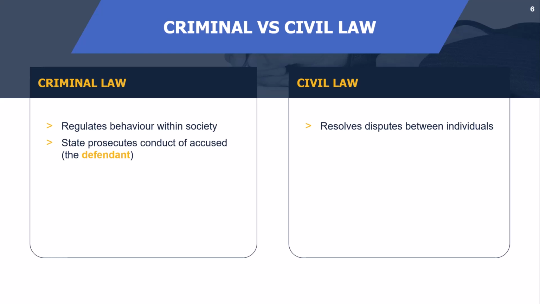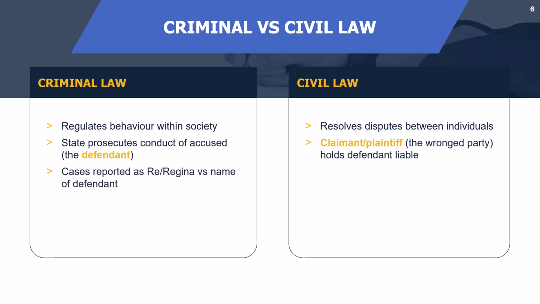In criminal law, we say the state prosecutes the accused, or we call them the defendant, whereas if I wanted to sue somebody for breach of contract, then I would sue them. They would still be called the defendant, but then they'd be called liable. And I would have to bring the case, as the claimant instead of the state. Cases are reported as R, so Regina versus a name.